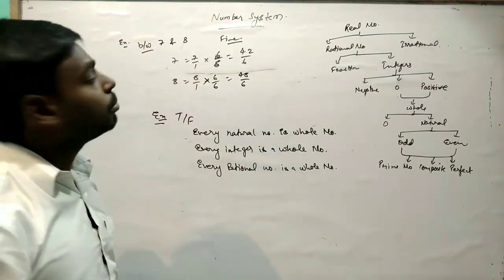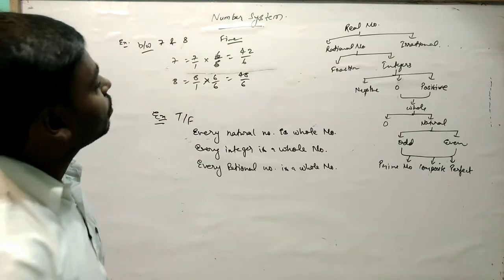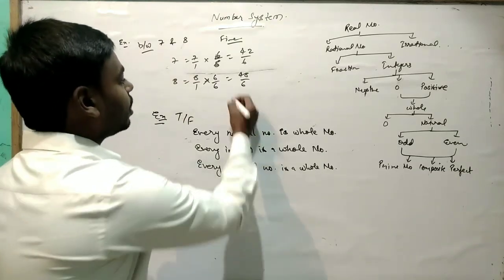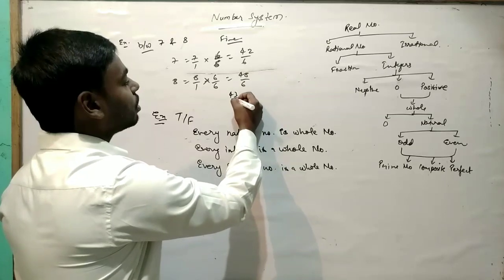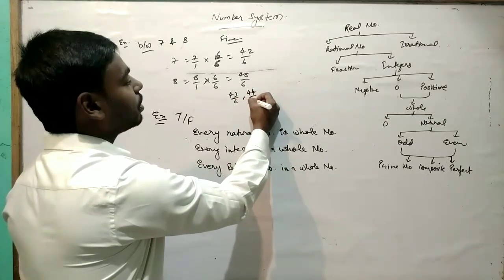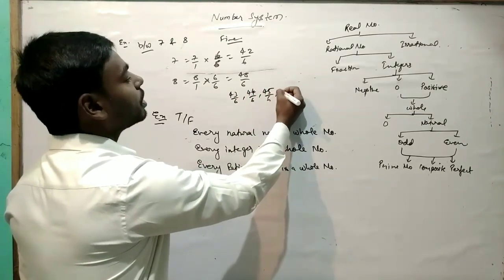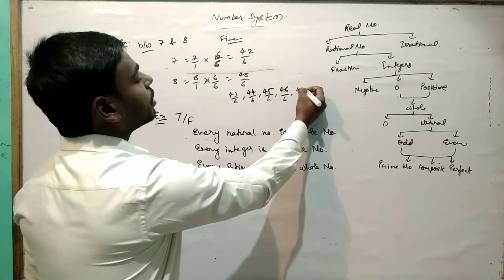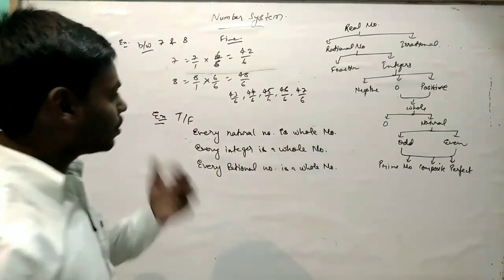Now we can write 5 rational numbers between 42 and 48, that is 43 by 6, 44 by 6, 45 by 6, 46 by 6, and 47 by 6. That is the 5 rational numbers.